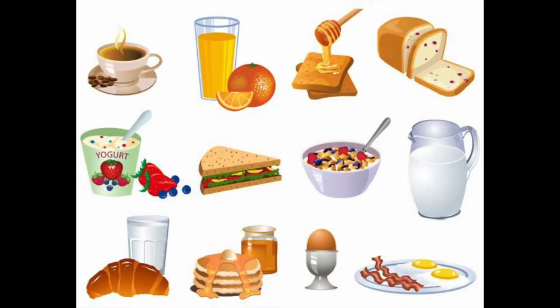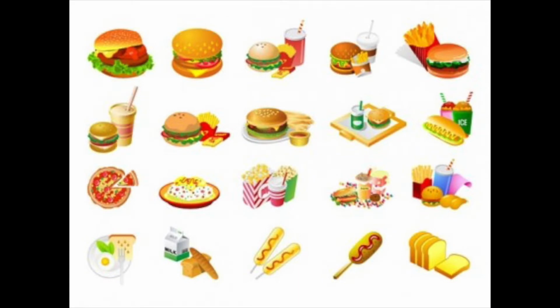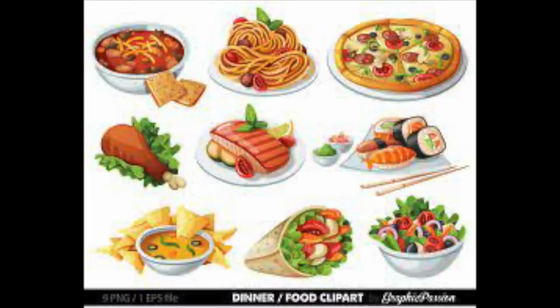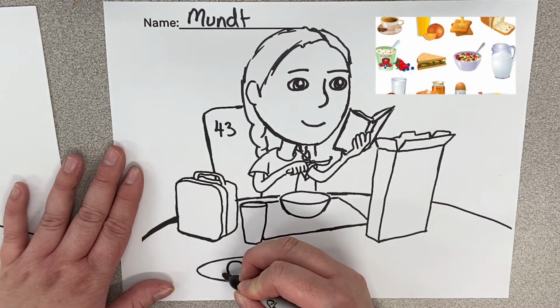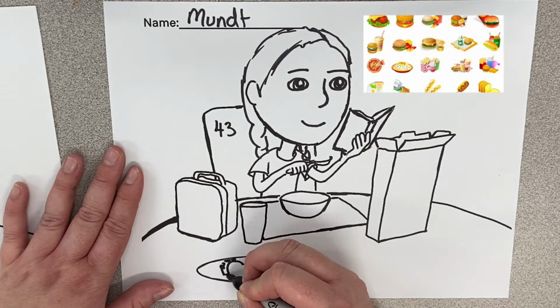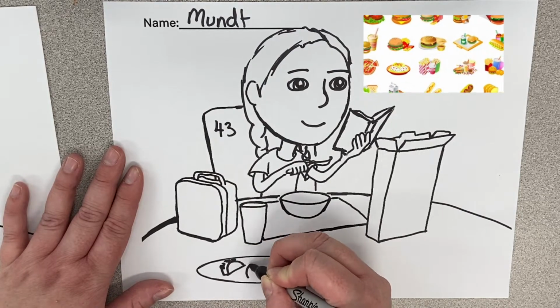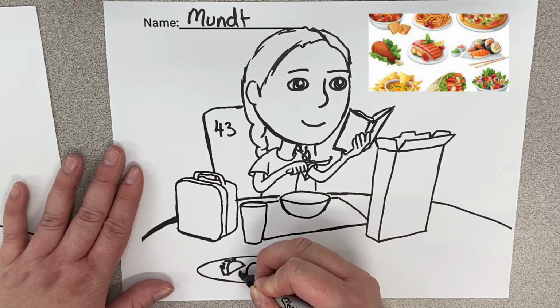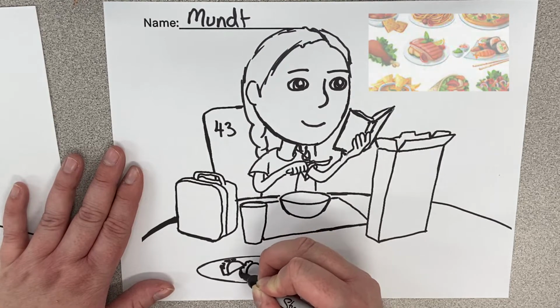Next, you're going to want to think about your favorite food. Is it a breakfast food? Is it a lunch food? Is it a dinner food? What type of food is it? Is it something that you eat on a plate? Or is it something that you eat in a bowl? I'm going to be drawing tacos on my plate. In the bowl, I put my favorite cereal, which is shredded wheat.